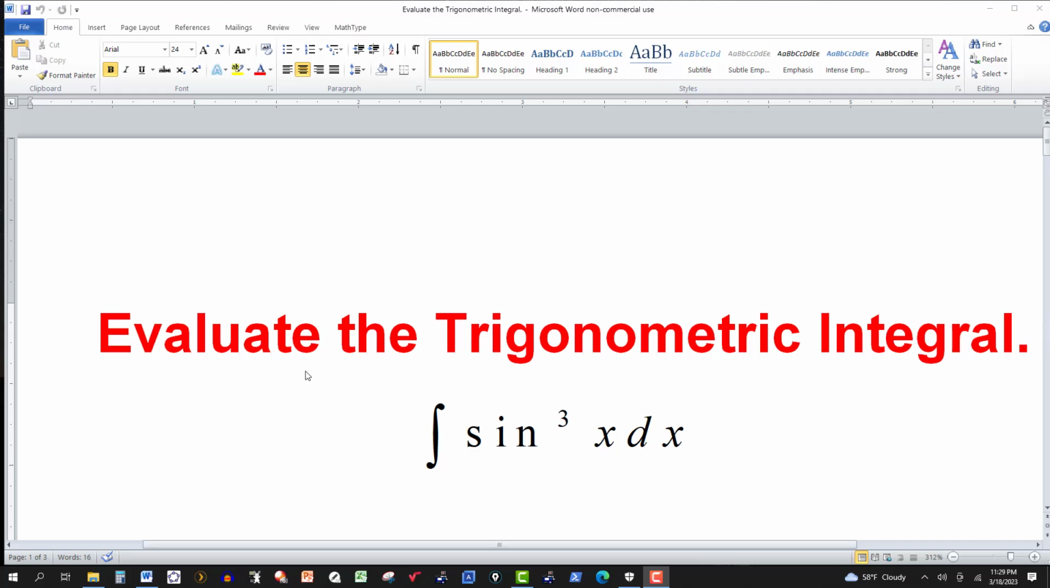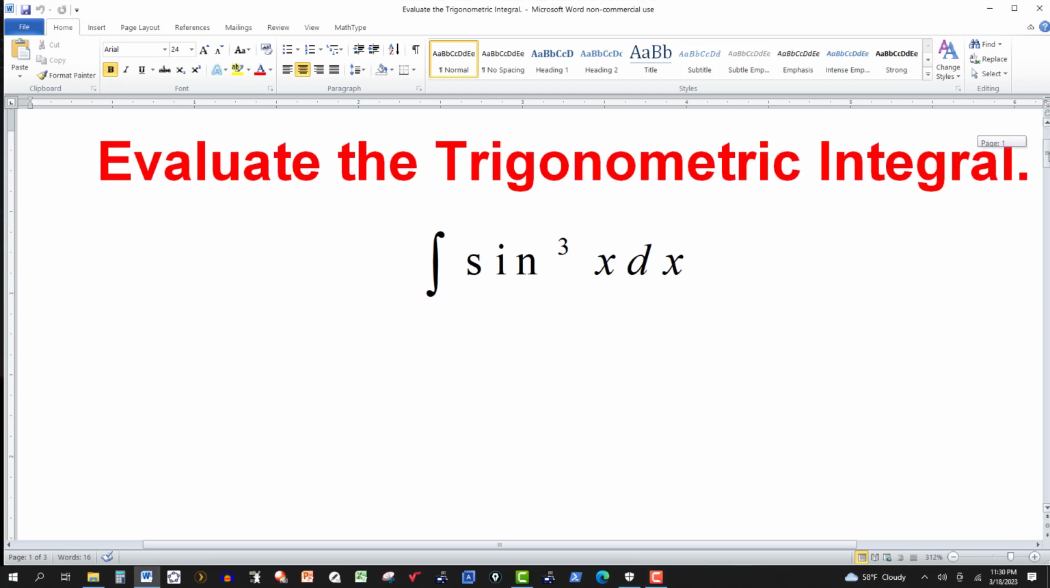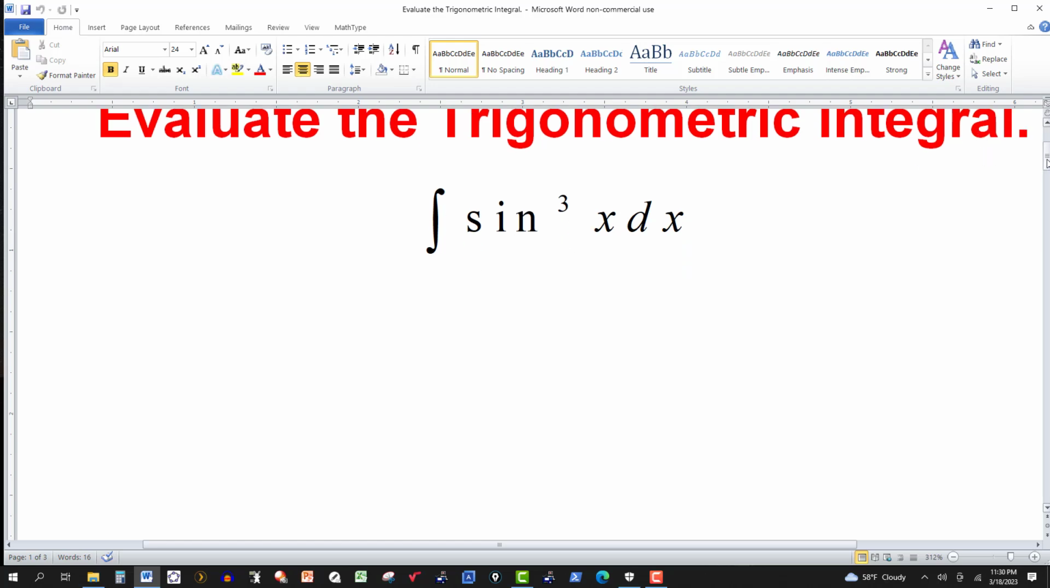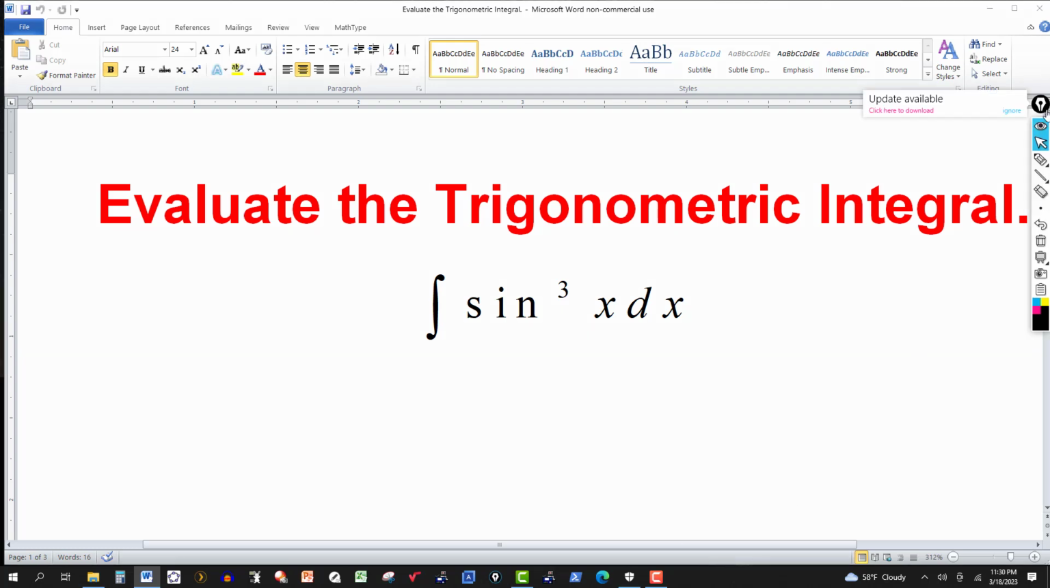In this video, we want to evaluate the following trigonometric integral. We can look at integrals involving powers or products of trigonometric functions. Here we have one example where we just have one trig function taken to the third power. And we want to evaluate it using regular formulas, no integral tables or anything like that. Let's see what we can do here.